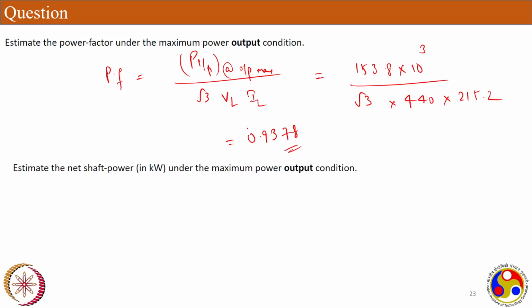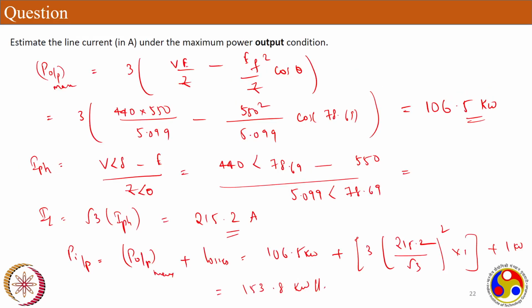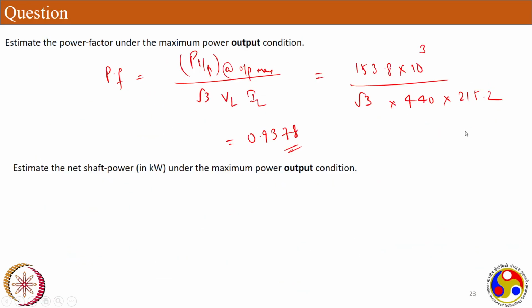Now we are asked to estimate the net shaft power under the maximum power output. So I think we already calculated this shaft output power. So your net shaft output power is nothing but the output power, the output maximum, which is 106.5 kilowatt.